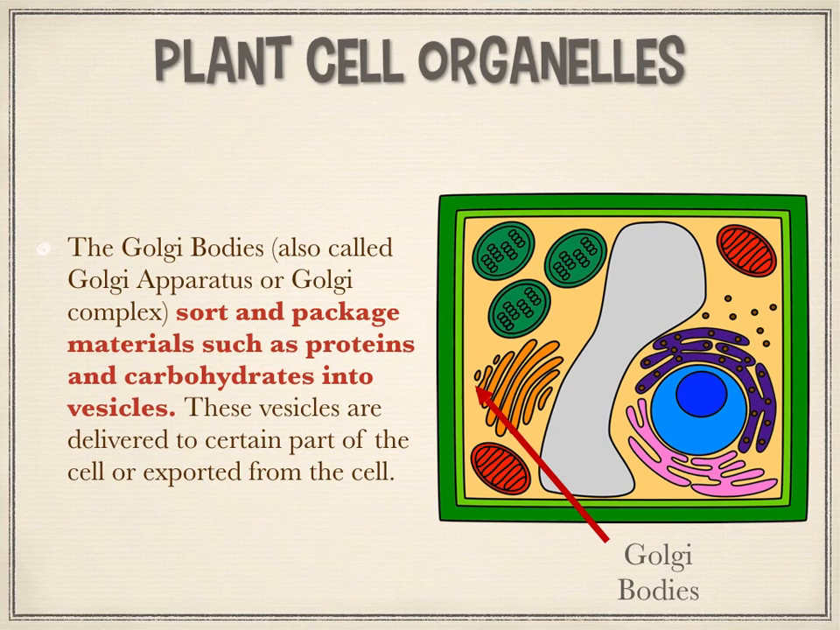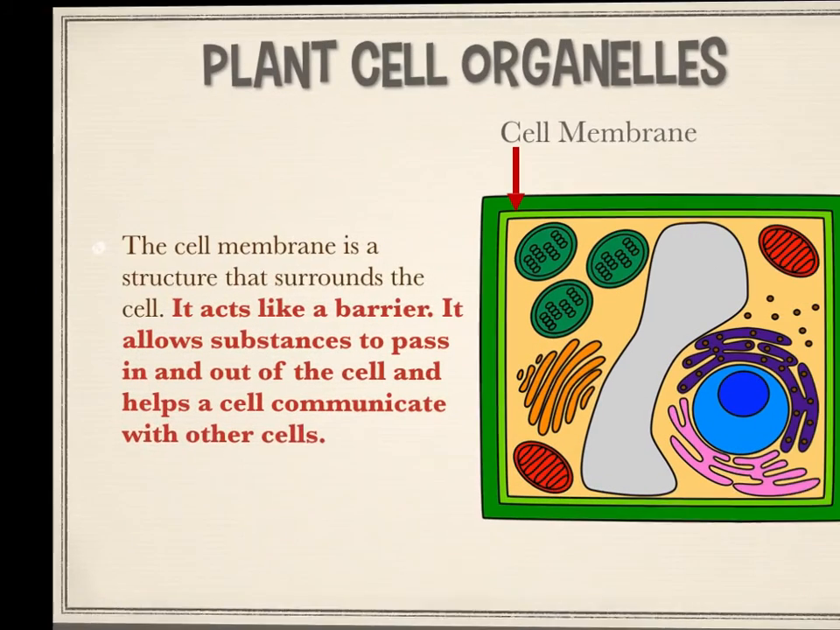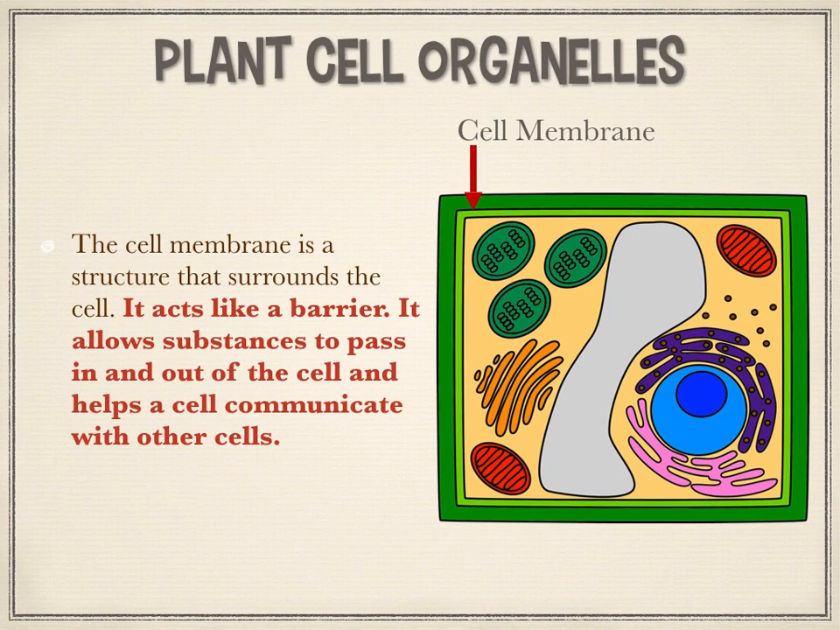The Golgi bodies, which can also be called the Golgi apparatus or Golgi complex, sort and package materials such as proteins and carbohydrates into vessels. These vessels are delivered to certain parts of the cell or exported from the cell. The cell membrane is a structure that surrounds the cell. It acts like a barrier. It allows substances to pass in and out of the cell and helps the cell communicate with other cells.